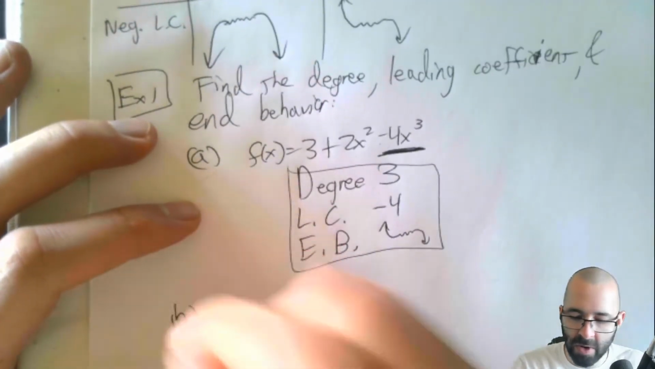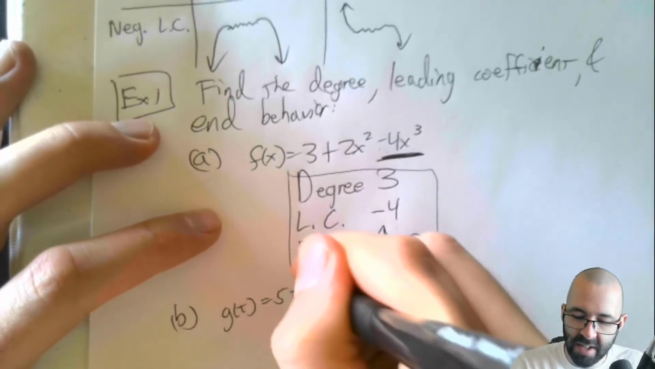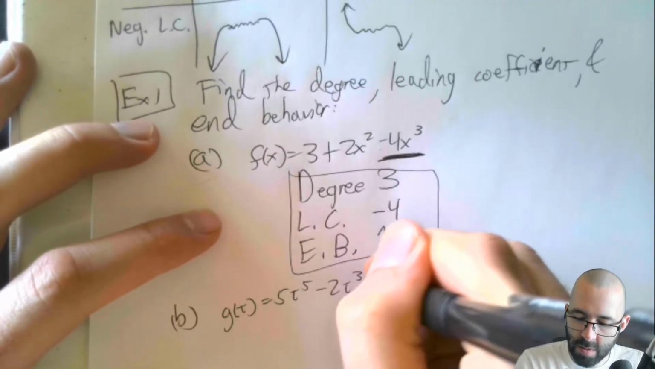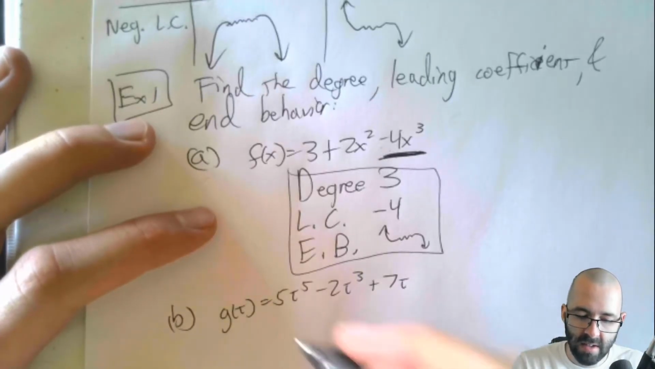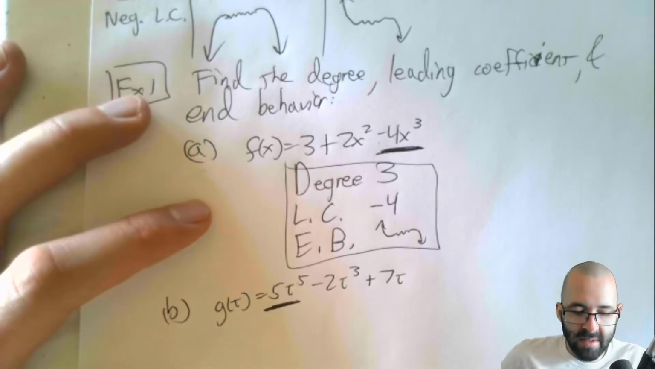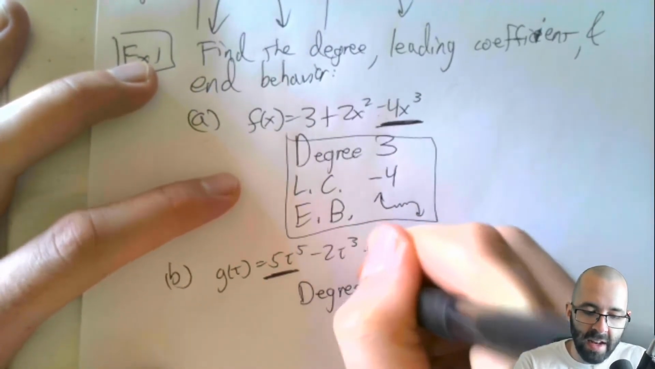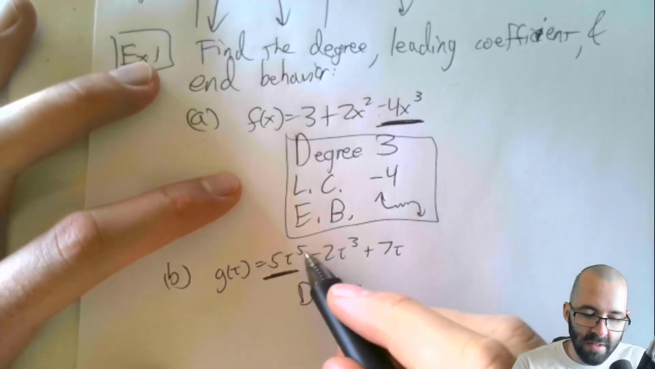Let's do three more. For B, G of t is equal to 5t to the 5th minus 2t cubed plus 7t. Again, this one is in general form. The biggest exponent is at the front, which is nice. So our degree is that biggest exponent, which is a 5.